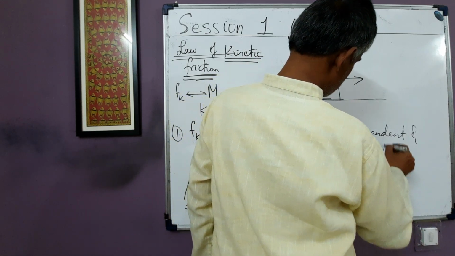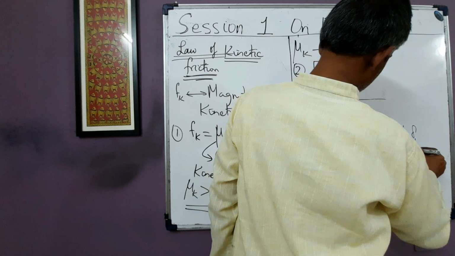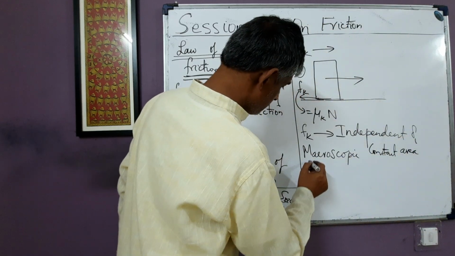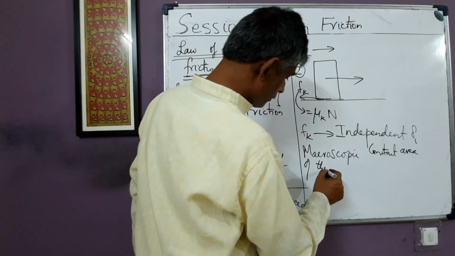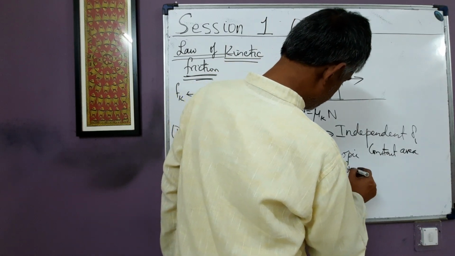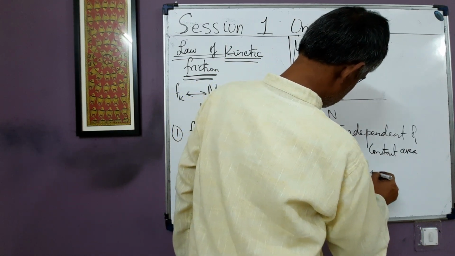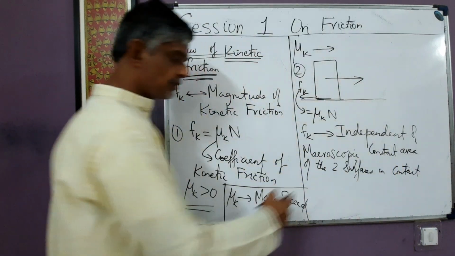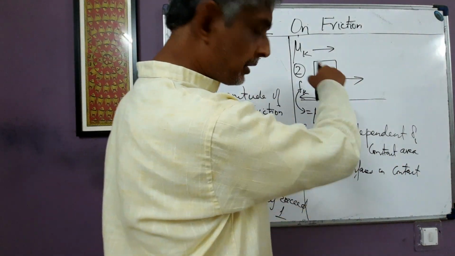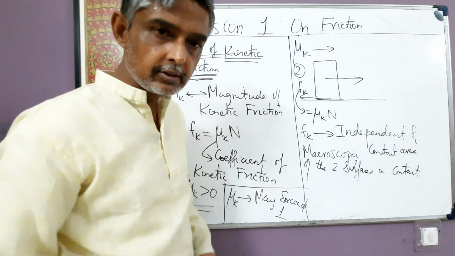Macroscopic contact area of the two surfaces in contact. What do you mean by two surfaces? The two surfaces of two bodies, solid bodies, which are in mutual contact.